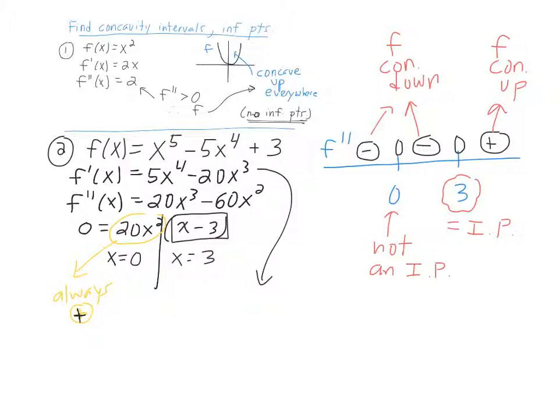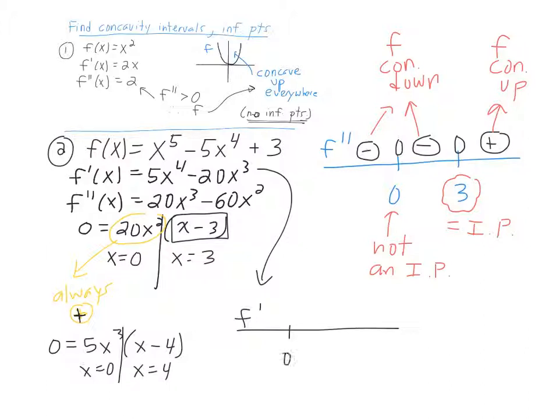Now, let's further investigate what's happening here by looking at our first derivative. Let's make a sign diagram for this. Well, before we do that, we have to take our first derivative and set it equal to 0 and solve. So I'm going to take out a 5x cubed. If I do that, I'm left with an x minus 4. And that is going to produce x equals 0 and x equals 4. So 0 and 4 are points where the first derivative is equal to 0.